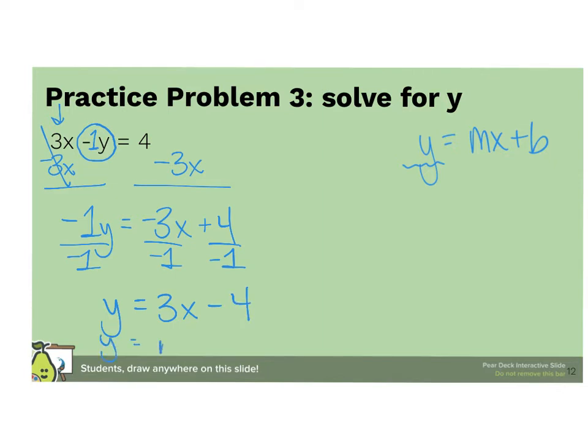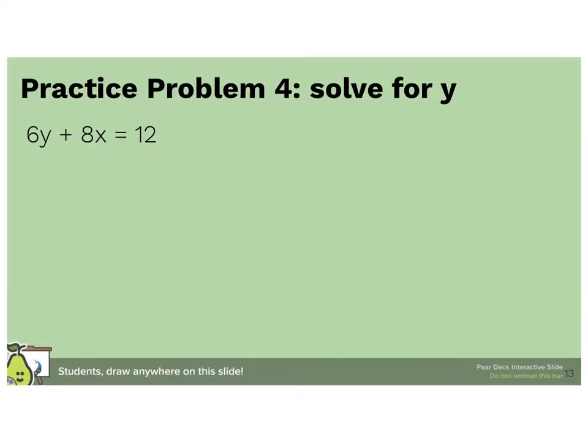And again, to figure out what my m and my b are, just line them up. The m, the slope, is positive 3, and the y-intercept, or the b, is negative 4. That's it for practice problem 3. Practice problem 4, the exact same thing.